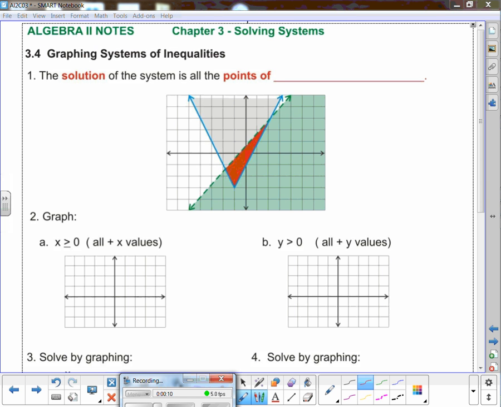All right, 3.4, graphing systems of inequalities. Like any system, we're looking for the intersection, only in this case, you're going to have an infinite number of points of intersection. It's the exact same concept. So the solution of the system is all the points of intersection.